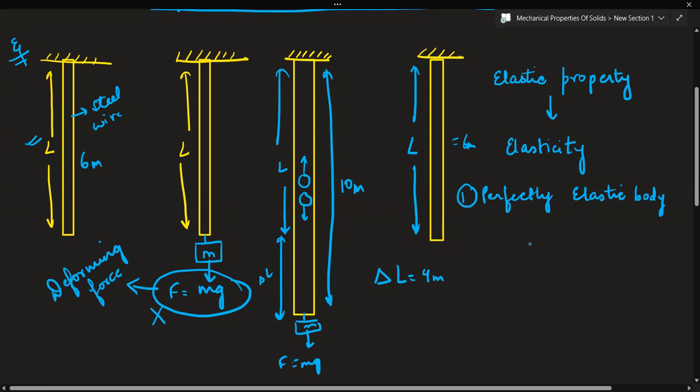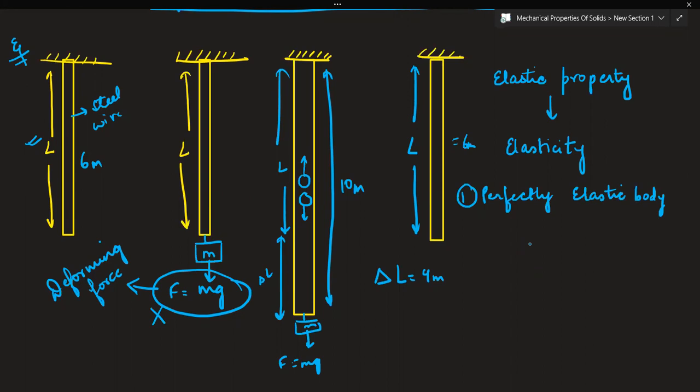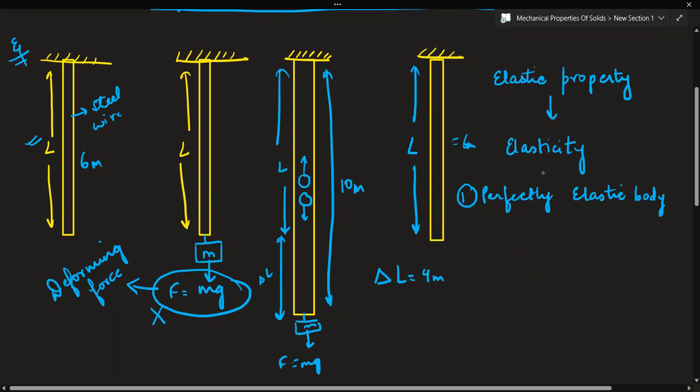For example, quartz and phosphor bronze. These are examples of nearly perfect elastic bodies. No body in nature is actually perfectly elastic.